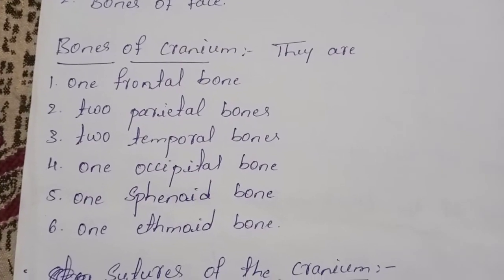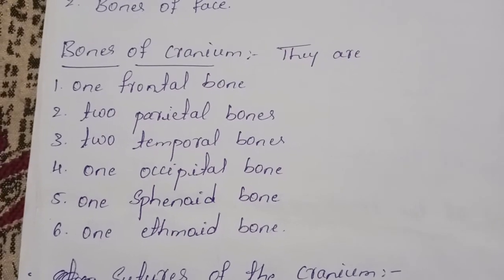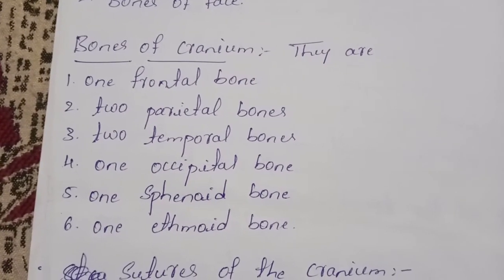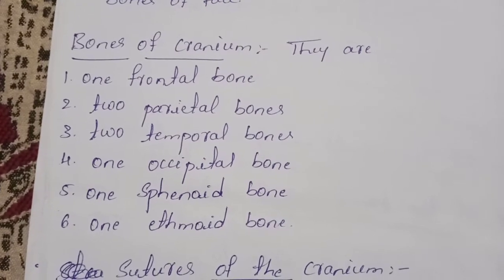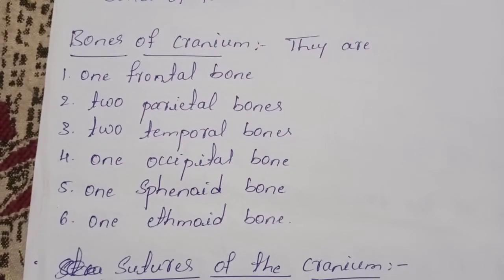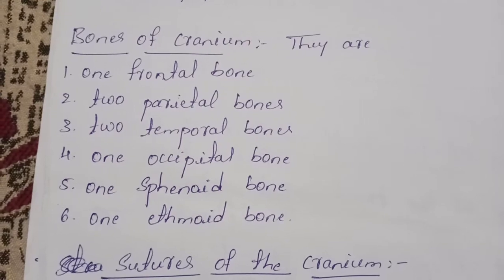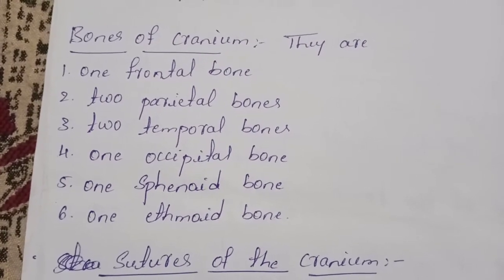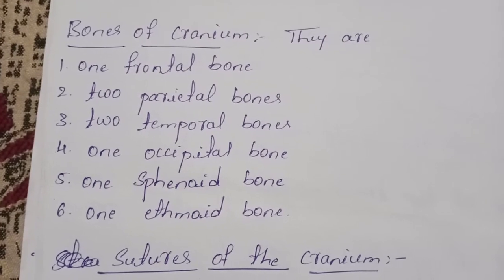Next, bones of cranium. Cranium is formed by 8 bones. They are 1 frontal bone, 2 parietal bones, 2 temporal bones, 1 occipital bone, 1 sphenoid bone, 1 ethmoid bone.